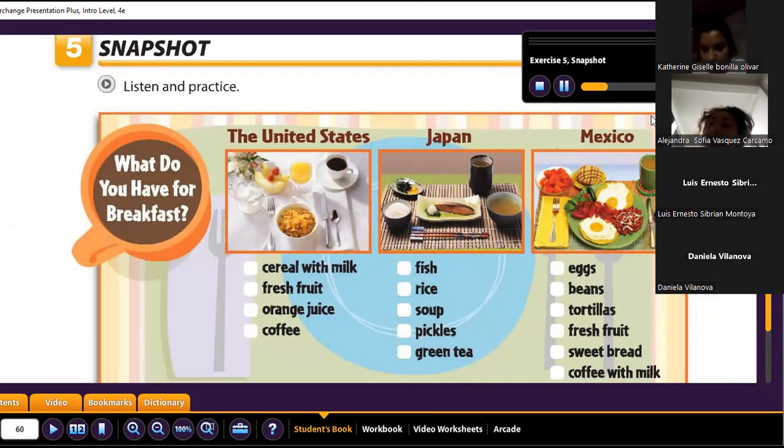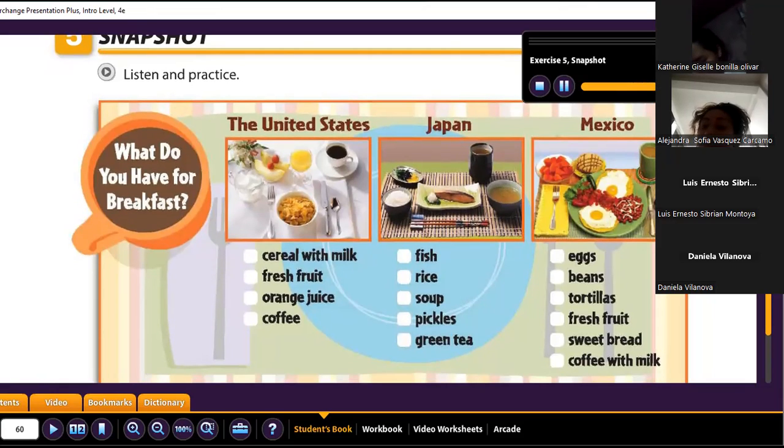Listen and practice. The United States. Cereal with milk. Fresh fruit. Orange juice. Coffee. Japan. Fish. Rice. Soup. Pickles. Green tea. Mexico. Eggs. Beans. Tortillas. Fresh fruit. Sweet bread. Coffee with milk.